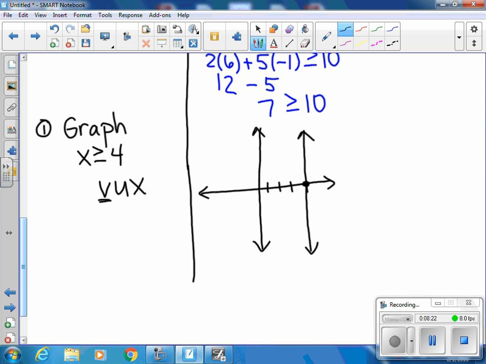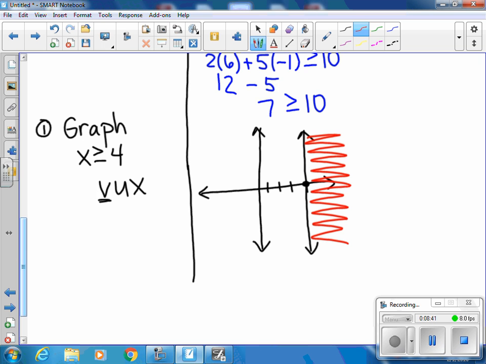Because it's an inequality, you also have to shade. Right? Now, because it says x is greater or equal to 4, this line has divided your graph into a left side and a right side. All the numbers bigger than 4 are to the right of that line you just drew. So we shade everything on the right-hand side.